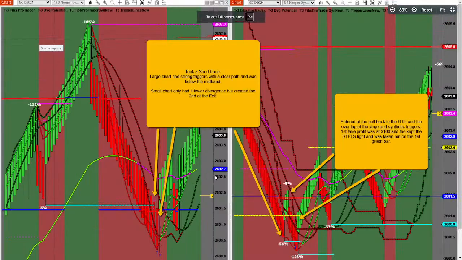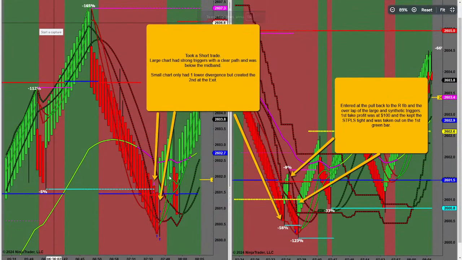All right, Grant took a short trade. Large chart had strong triggers, I agree, with a clear path. So, Grant, was it a clear path? Are you in here? Grant might be at work now. Your small triggers broke through, but your large triggers didn't. Do you see how this is not a clear path? Not at all. This is one of those potential to break trades. I want to make sure you understand that.